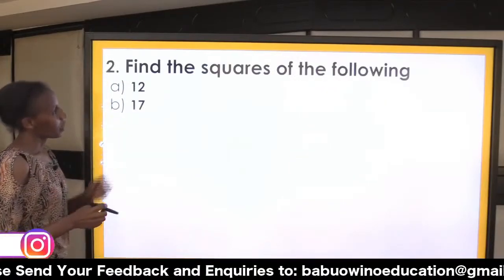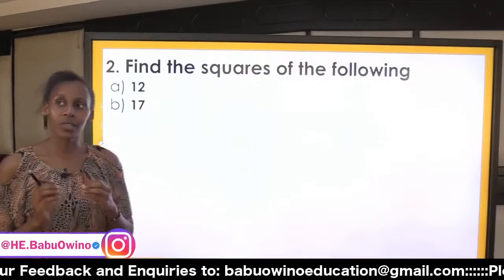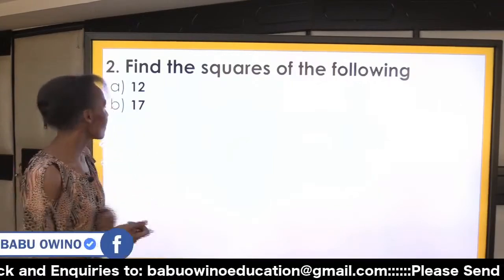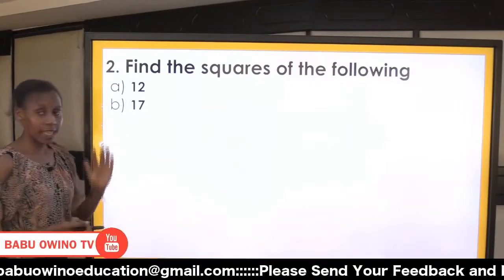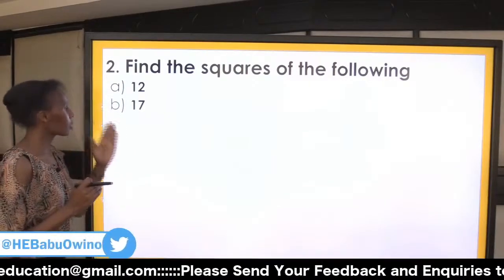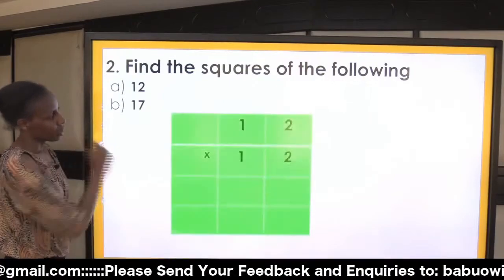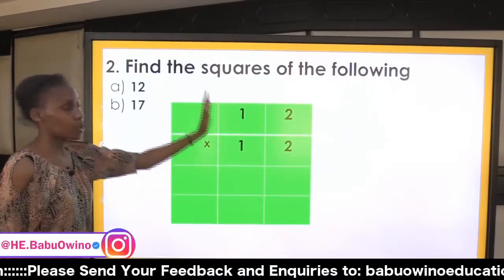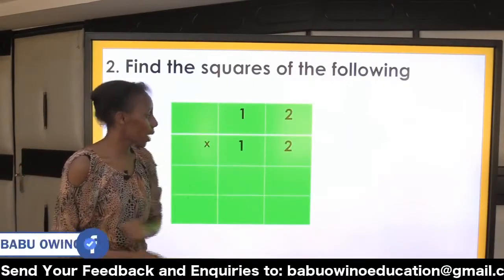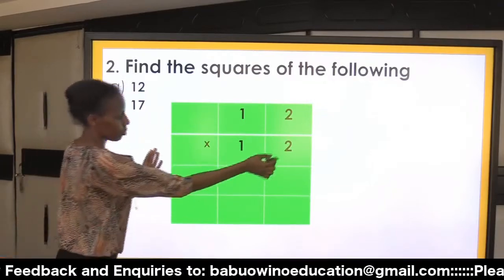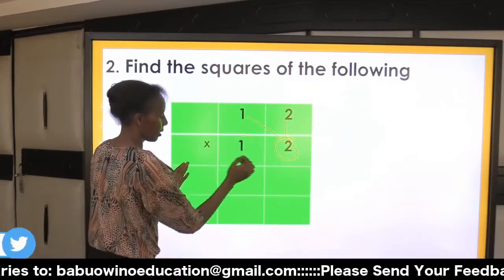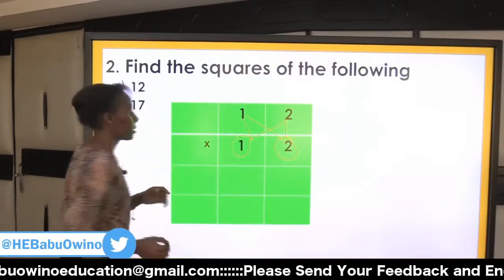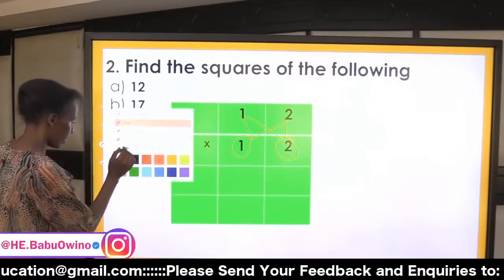Okay. Can we try now and get the square of a 2-digit number? That was just a 1-digit number. In this case, we shall have to use a multiplication table. So we have our table here, 12 multiplied by 12. We have to start with the smallest, which are the ones. We multiply there and there, then this one, there and there, until we get our answer.